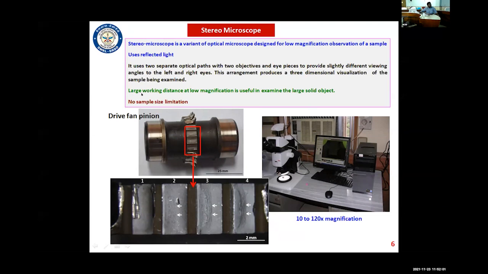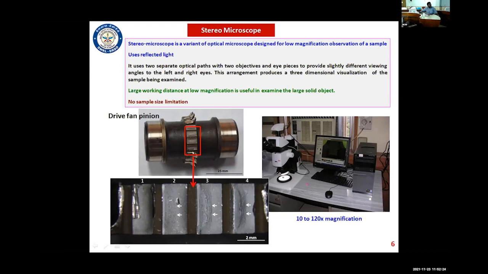Because of a large working distance, even at low magnification, it is useful for examining larger objects. So there is no sample size limitation. Suppose this is one actual drive pan pinion which has failed. You can see some of the features here. This one I can directly keep under the stereo microscope and get an image like this, where you can see some kind of lines.